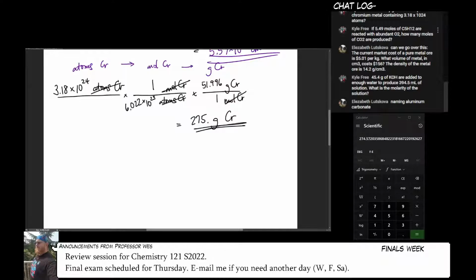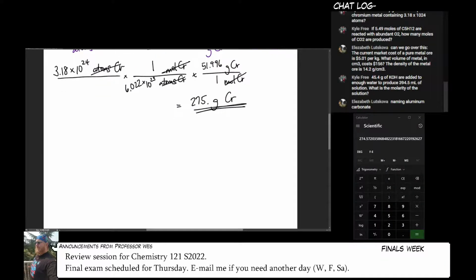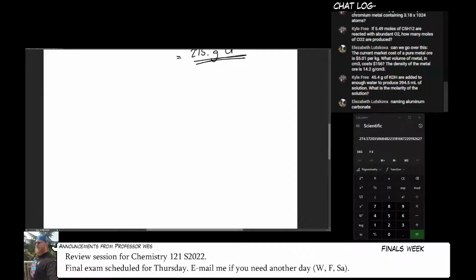All right, so next, if we have this many moles of C5H12 reacted with abundant O2, how many moles of CO2 are produced? So we got to write a balanced equation for that. So we got C5H12 plus O2 makes, and we know that the products of a combustion are CO2 and H2O. That was mentioned in Chapter 9, probably in the slides that I had linked to a video. And so we need to balance this.